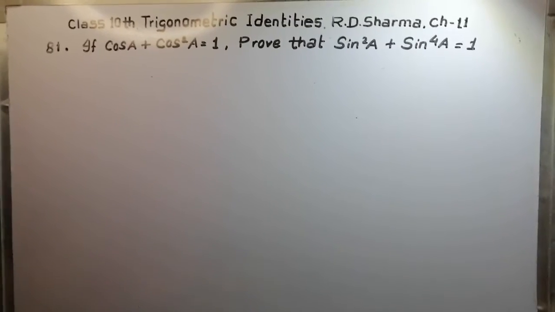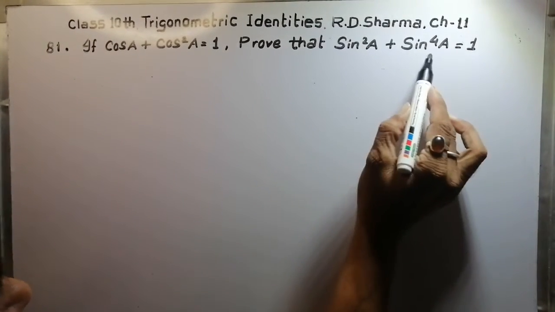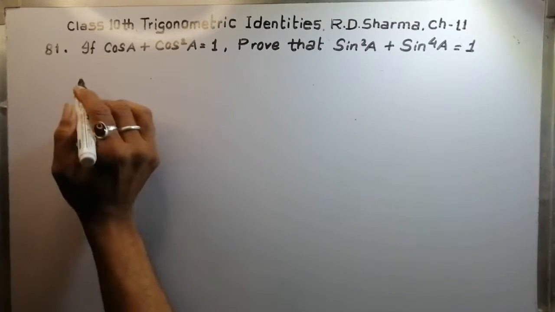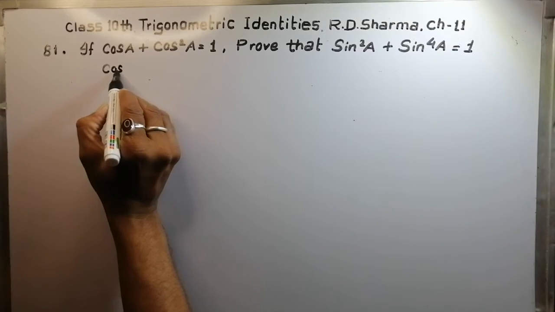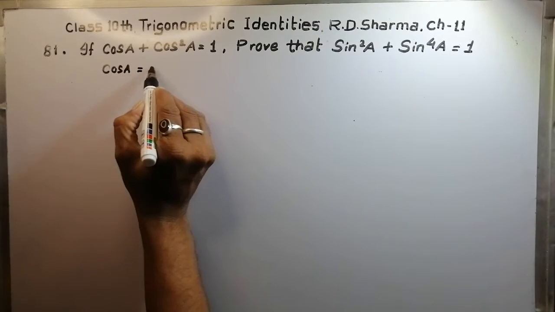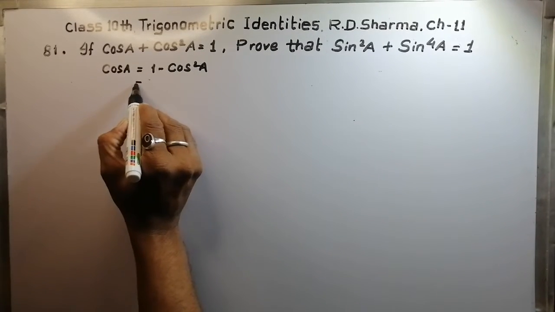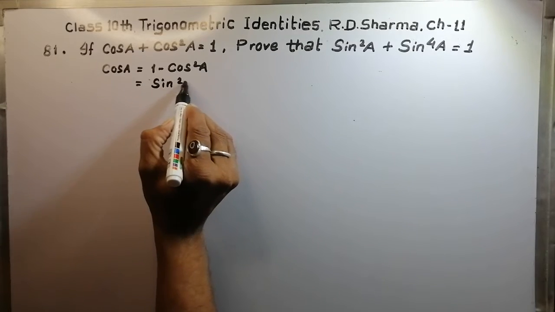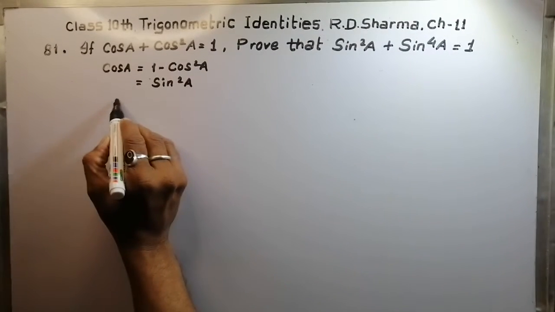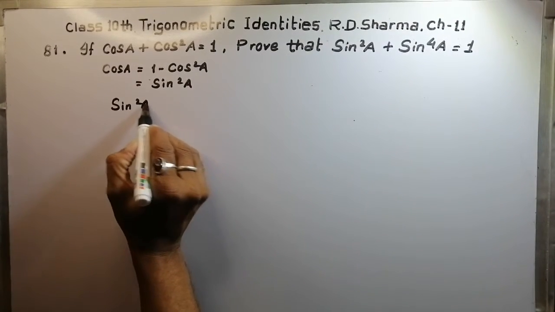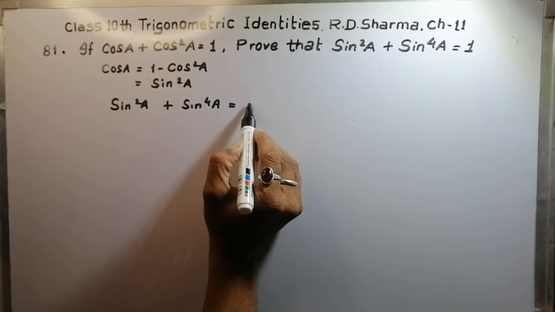In question number 81, if cos a plus cos square a is equal to 1, prove that sin square a plus sin raised to power 4a is equal to 1. In this question, we should first write cos a is equal to 1 minus cos square a, which will equal sin square a, and taking this equation, we can write sin square a plus sin raised to 4a is equal to 1.